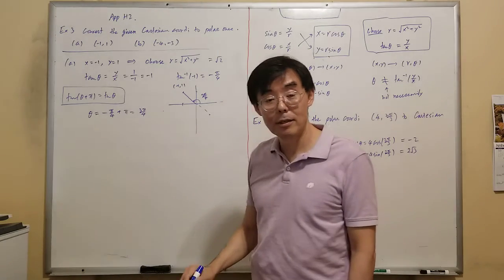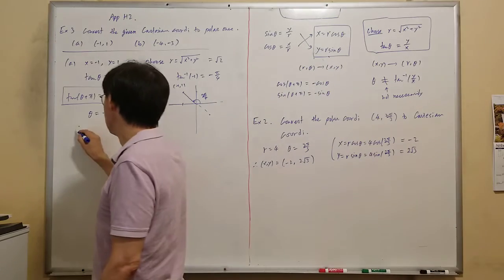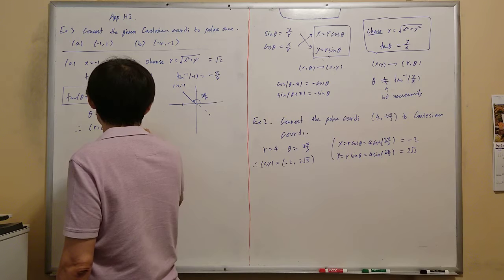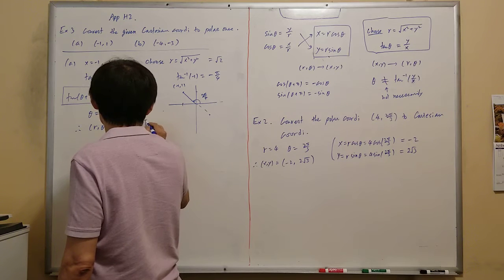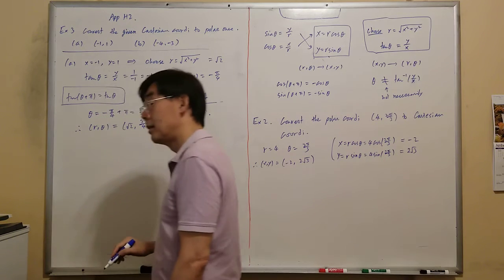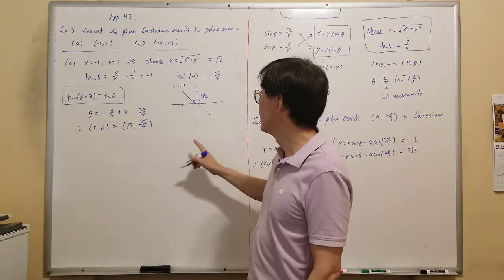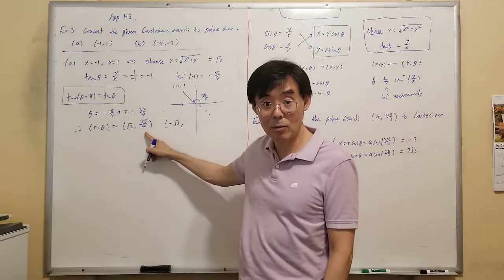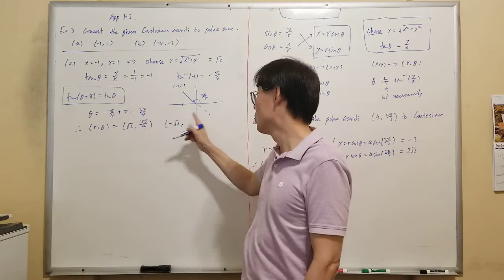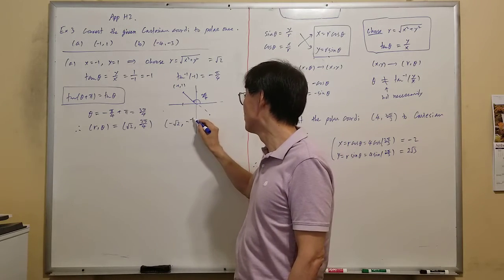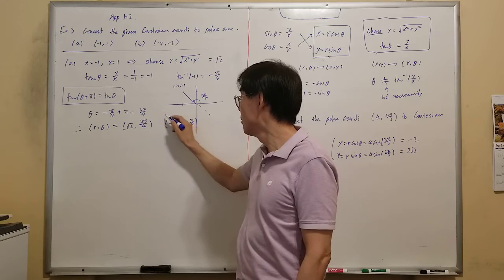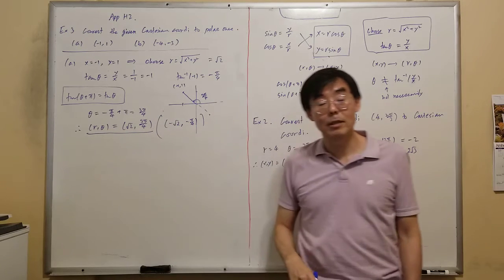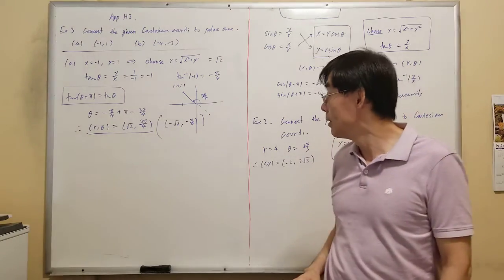That will be our theta. So the polar coordinate r, theta will be square root of 2, 3 pi over 4. Of course, if you choose minus square root of 2, then you can add pi or subtract pi to go to the other side. Okay? But we don't want to do that. So if we have a choice, obviously we prefer a positive value of r.